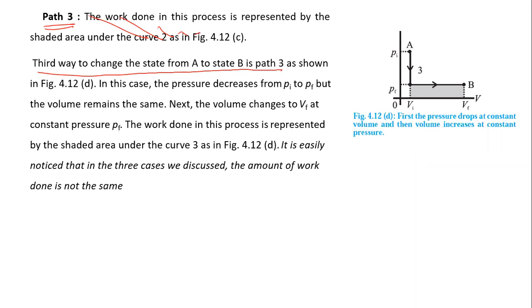In this case, you can see here, from this point to this point, the pressure decreases from Pi to Pf. But the volume remains constant and the volume at that time is Vi. So volume remains the same. Next, volume changes to Vf. Now from this position to point B, the volume increases, meaning volume changes and the pressure is constant.